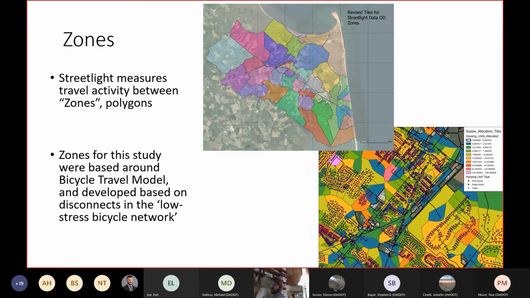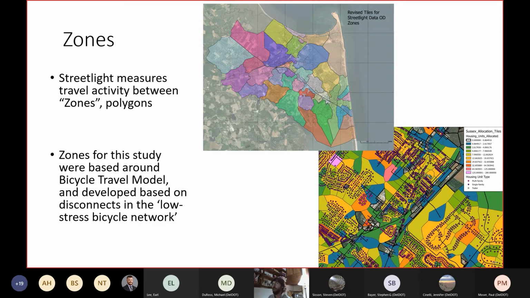And if there's a road that's very stressful or presents a barrier, that can create a disconnect in the network and suppresses people's desire to actually cycle there. So these tiles are based around that low stress network, right? So you can see there's one for downtown Rehoboth. There's one for the residential areas beside Rehoboth, the area south of Silver Lake, downtown Lewes, the greater Lewes area, the Senators subdivision.